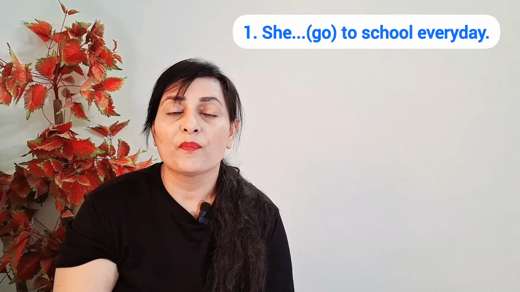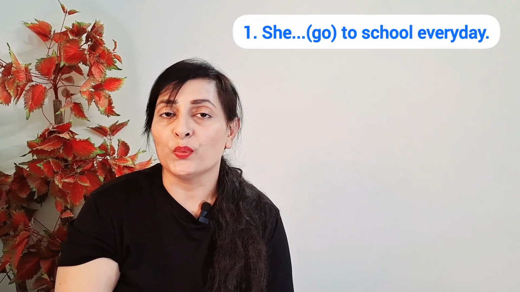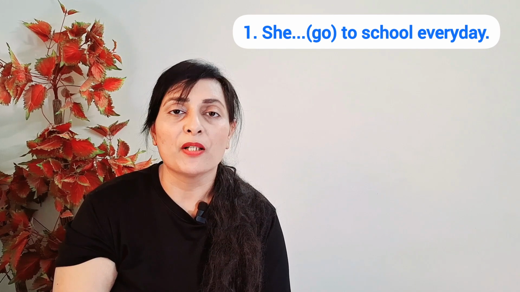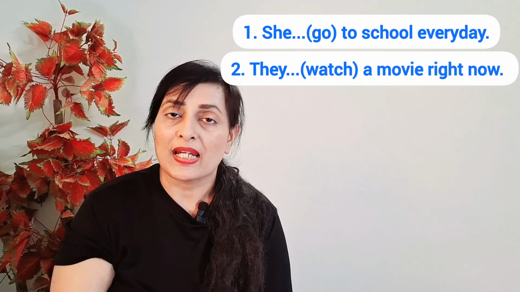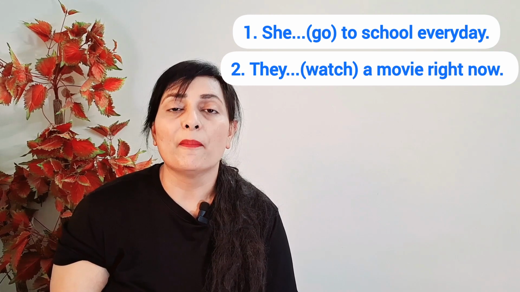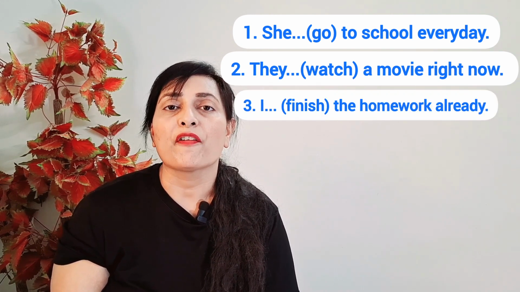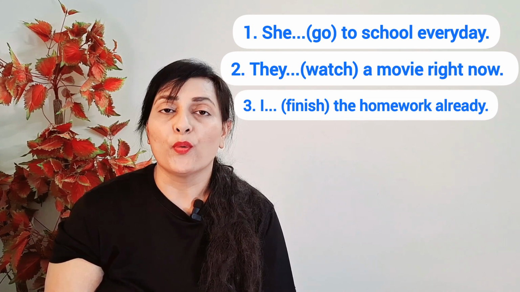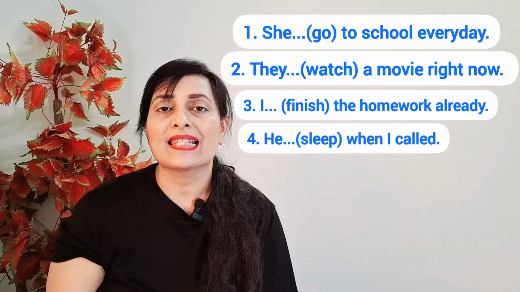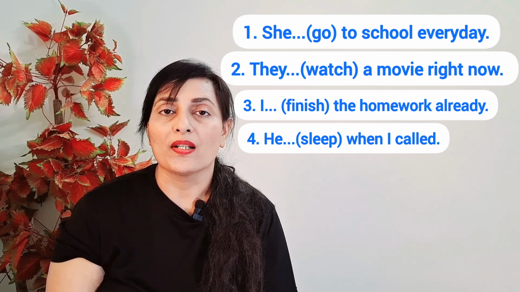Now comes the last activity. I will give you 8 sentences and you have to fill in the appropriate form of the verb. Let's see. Number 1 is she, in brackets, go to school every day. Number 2, they, in brackets, watch a movie right now. Number 3, I, in brackets, finish the homework already. Number 4, he, in brackets, sleep when I called.